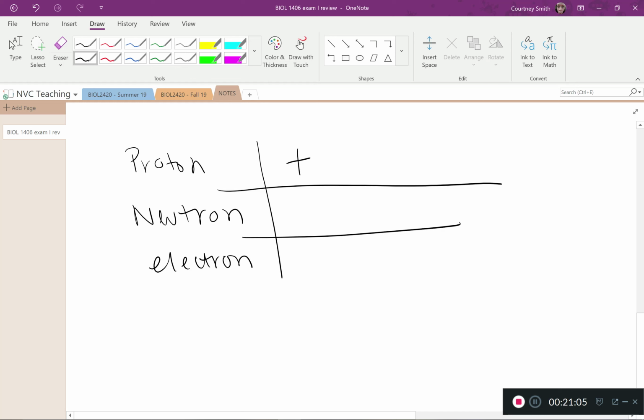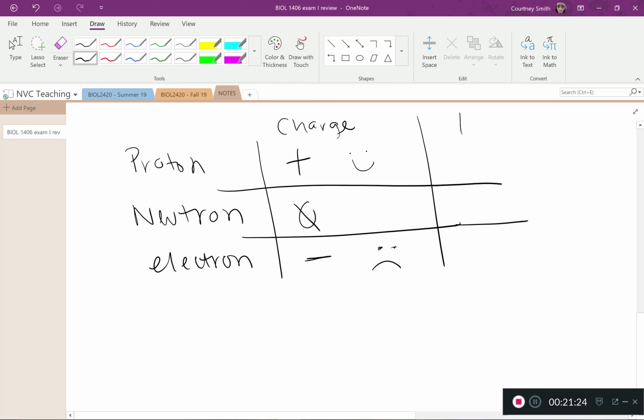So protons, they're positive. Yay, positive. Neutrons, zero. They have no charge. This is in the context of charge, so let me write that. And then electrons are negative. These are the mopey ones. Sad face.